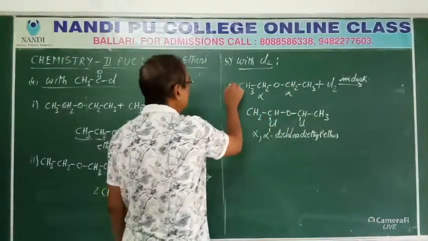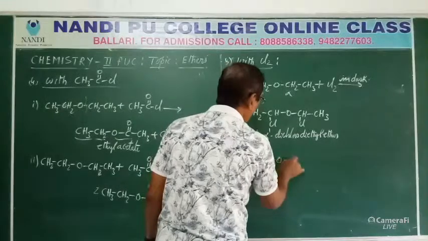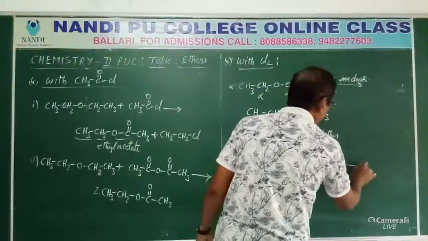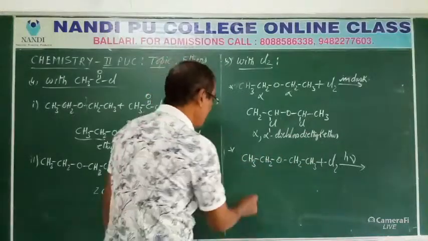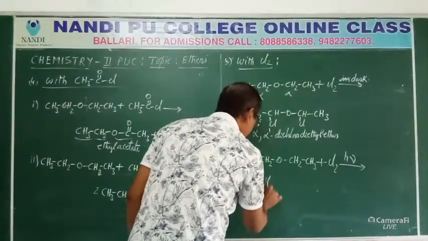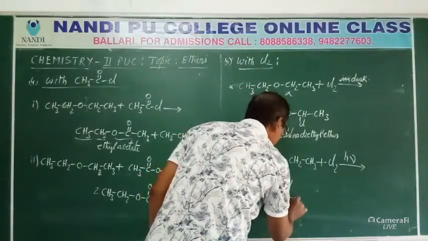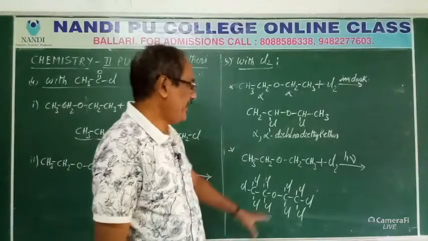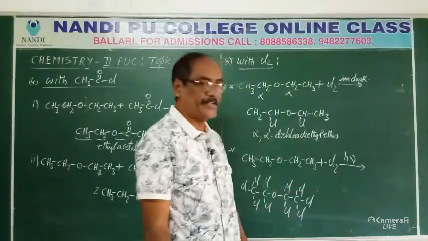In presence of light, CH3CH2OCH2CH3 plus Cl2. In presence of light, that is hν, all the hydrogens are replaced, giving CCl3CCl2OCCl2CCl3. That means what happened here? Whenever chlorine is treated with ether in presence of sunlight, all the hydrogens are substituted.